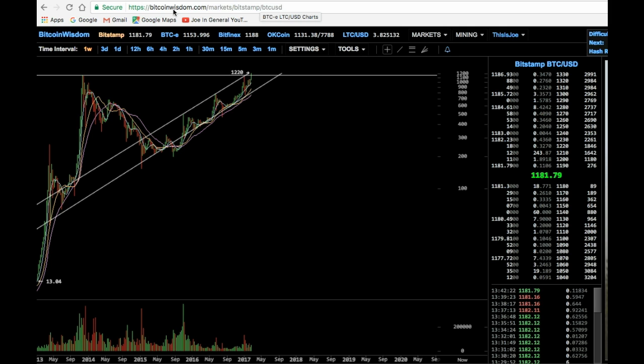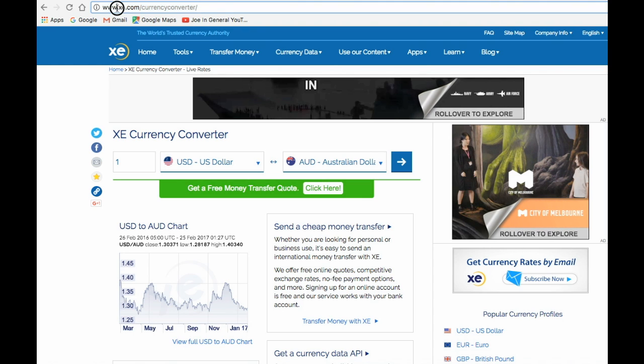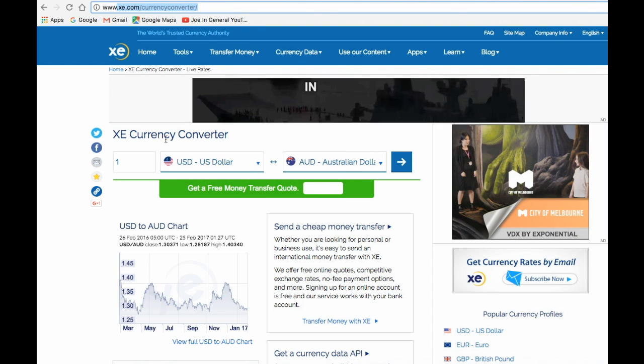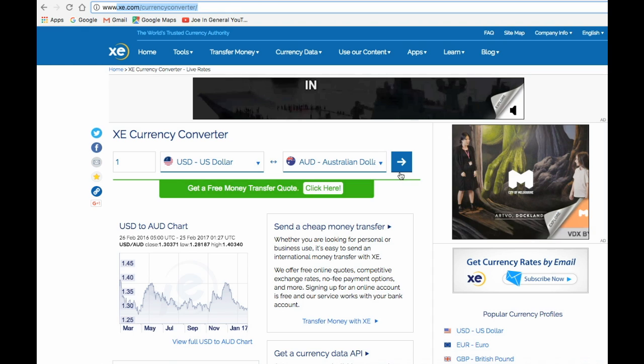So today I'm using the bitcoinwisdom.com charts, and we're looking at the Bitstamp exchange priced in US dollars. Now, if you do want to find out what Bitcoin is worth in your own currency, wherever you are in the world, you can head over to xe.com/currencyconverter, input your details, and you'll get the dollar denominated value in your particular currency.